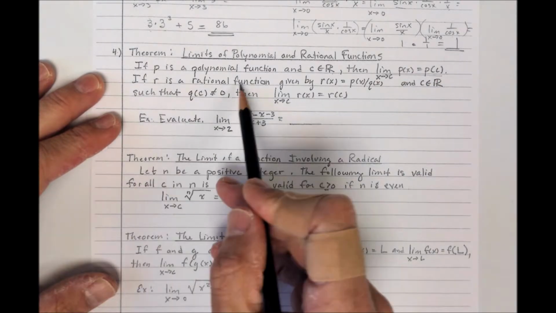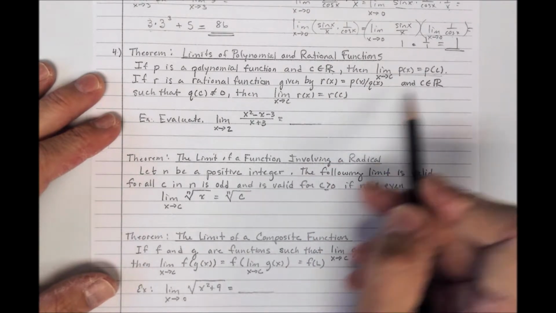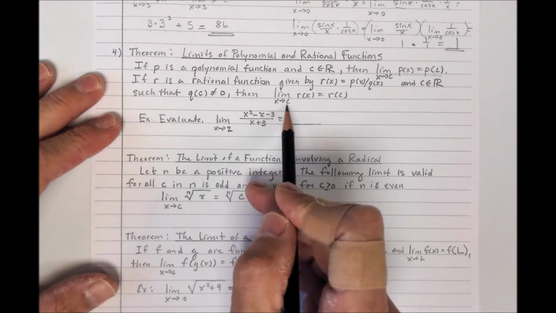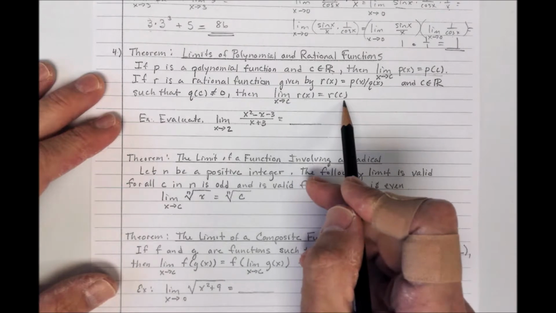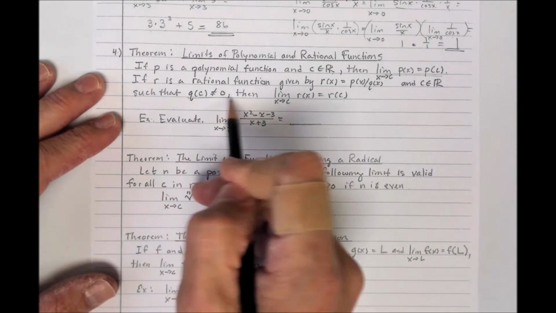If r is a rational function given by r of x equals p of x over q of x, and c is a real number such that q of c doesn't equal 0, then the limit as x approaches c of r of x, this rational expression, is equal to r of c, direct substitution, as long as we don't get 0 in the denominator. Just can't have 0 in the denominator.